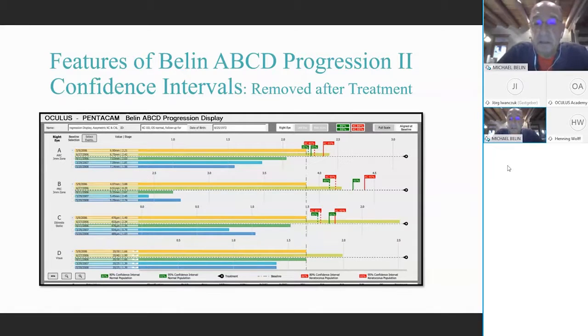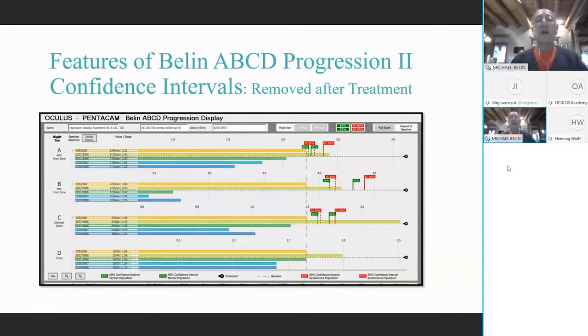I said earlier that we define our baseline, and your baseline can be really any exam that you want. Typically, it defaults to the first exam. And then you can define a treatment. If you define a treatment, it will show as a hatched line, and all the confidence intervals will no longer appear after you've indicated a treatment.